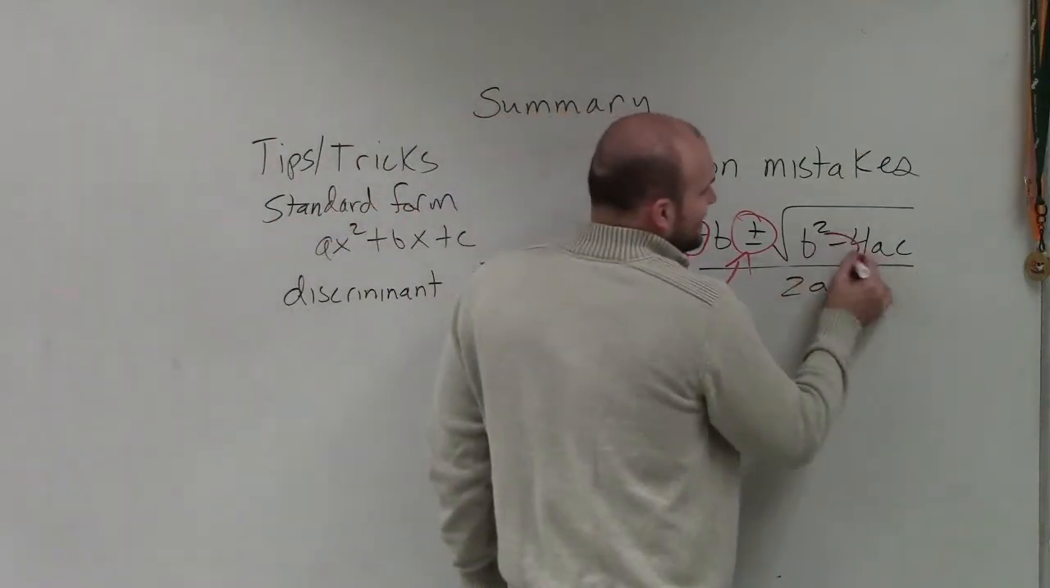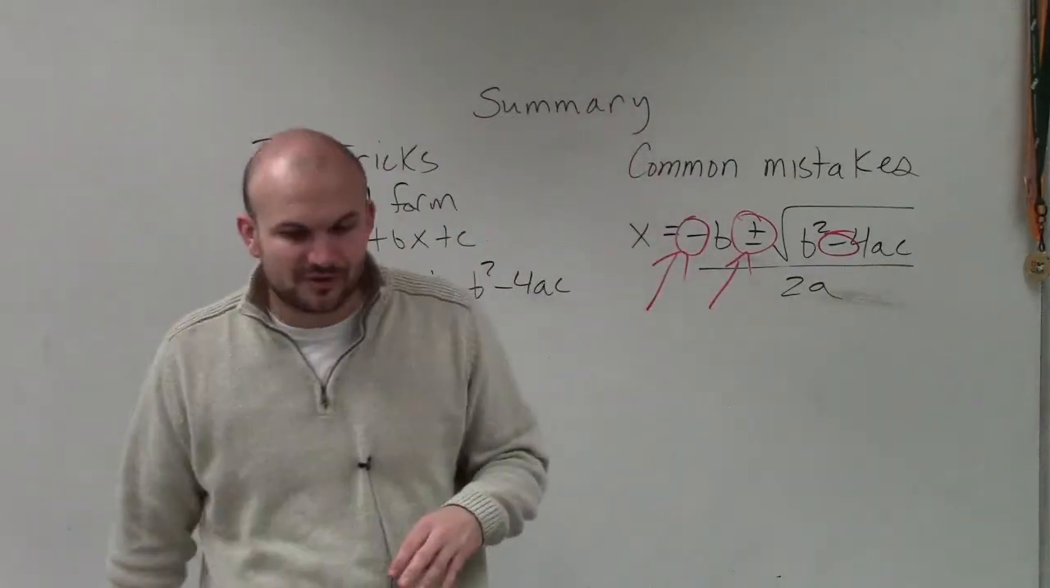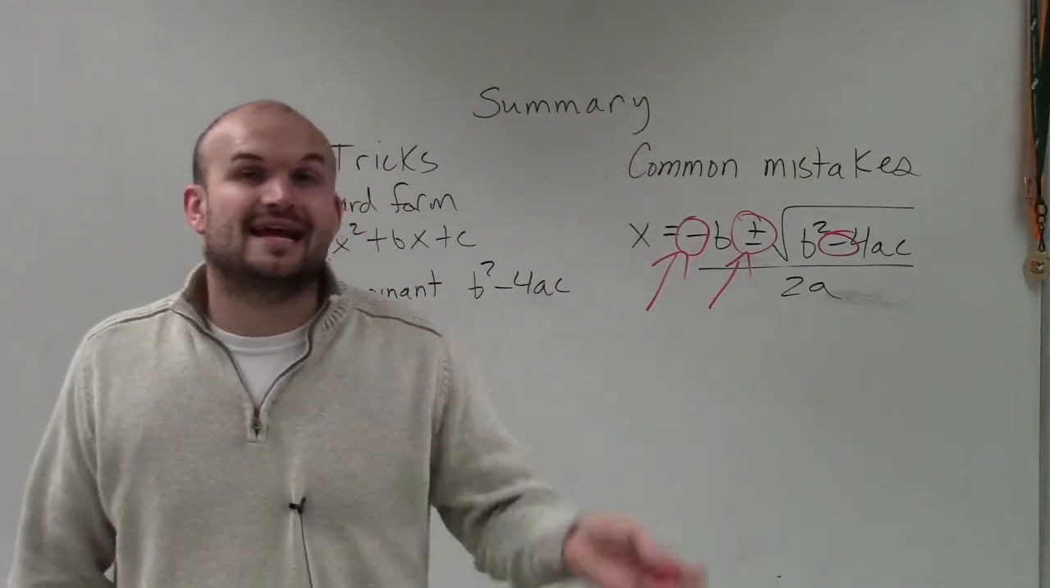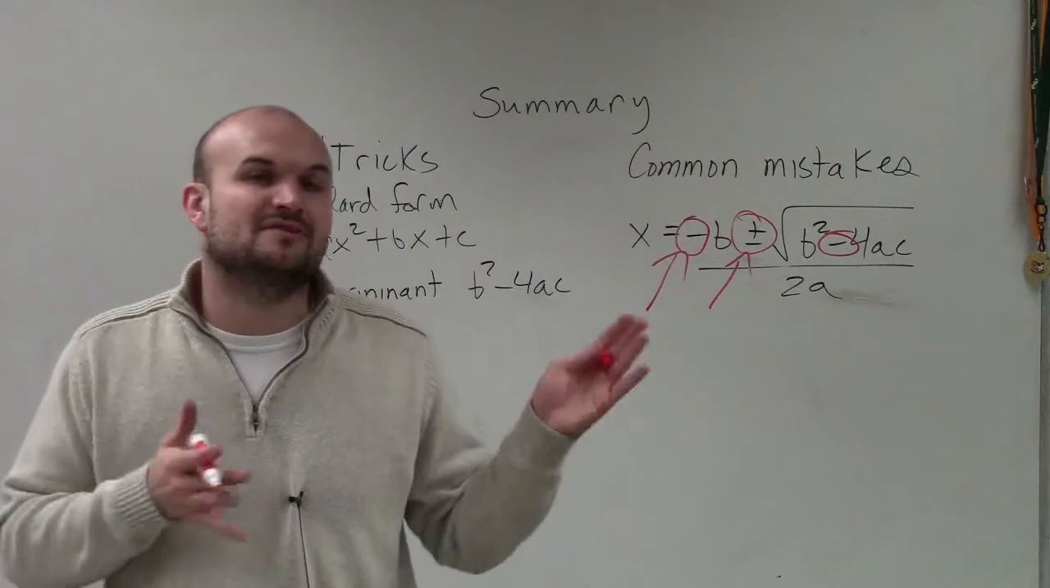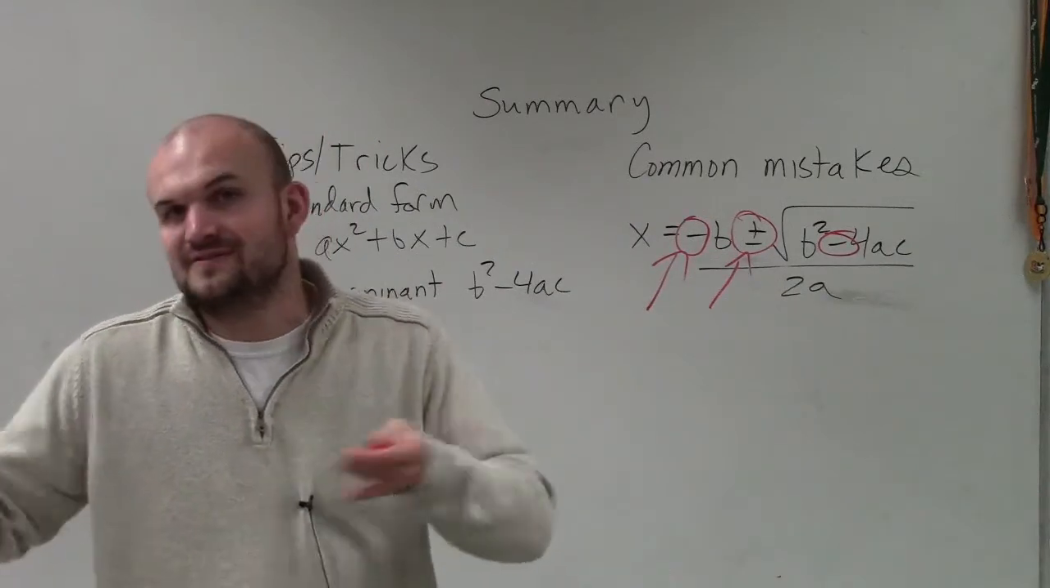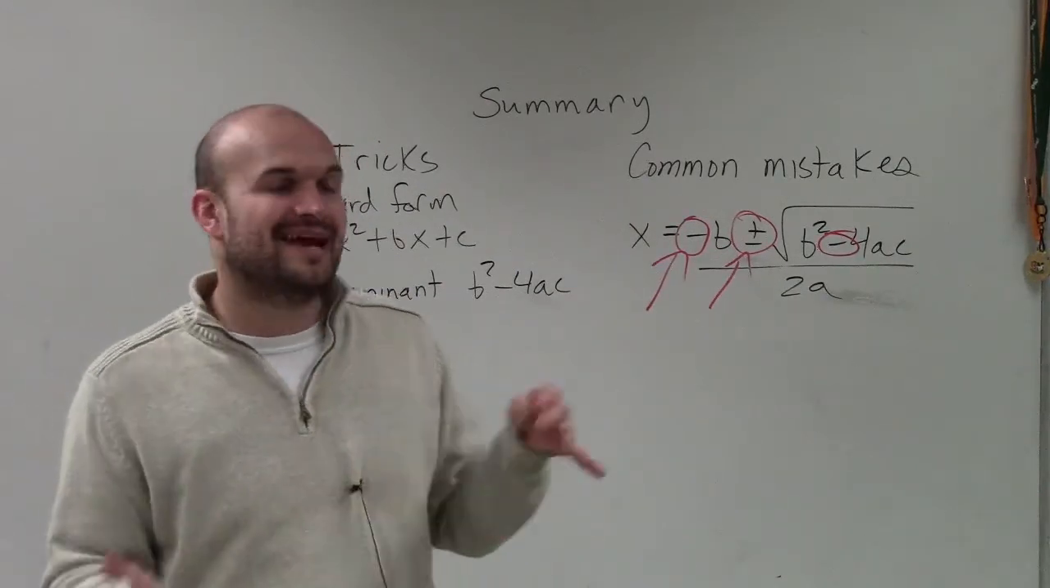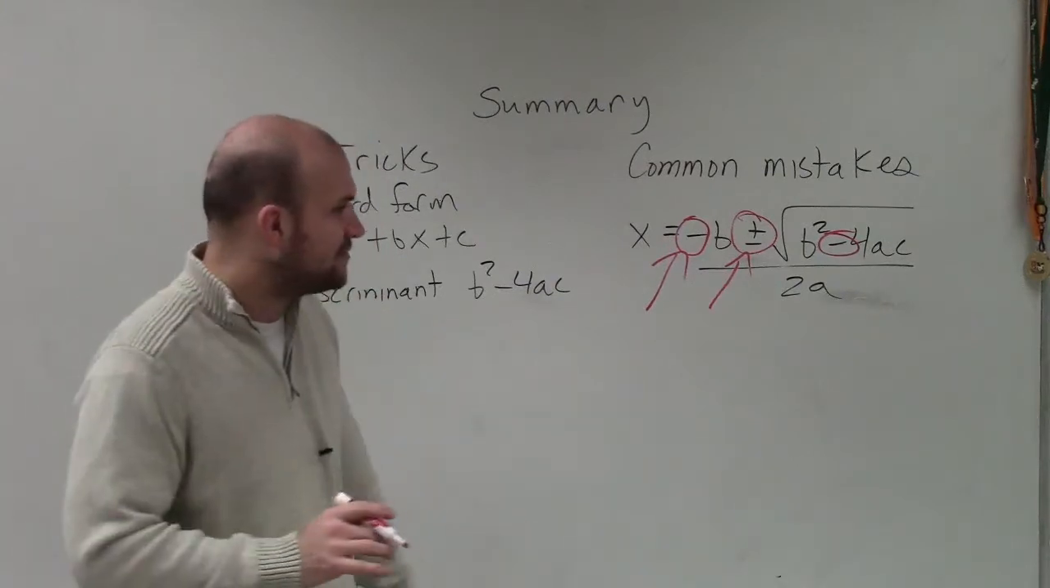The next thing, again, is this minus sign. A lot of times when students see a negative a and a negative c, they mix up the multiplication of negative 4 times negative a, negative c, and they get confused. Is that going to be negative or is it going to be positive? So be very careful with that.